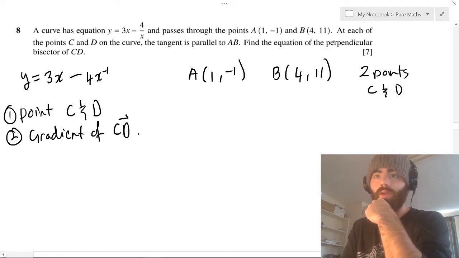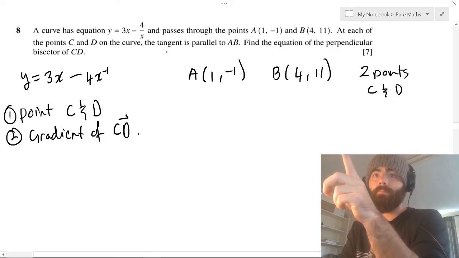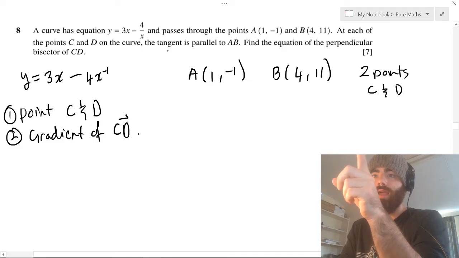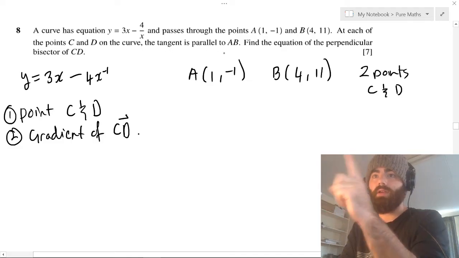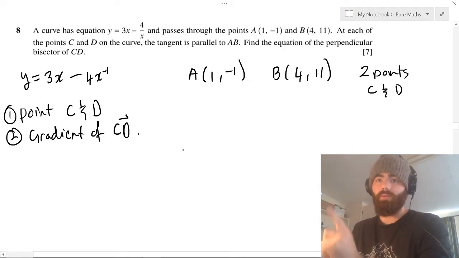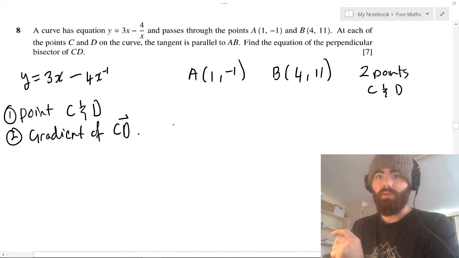How can we find, first of all, we know that these points C and D lie on the curve. The tangent, and so their gradient is parallel to AB. So first of all, let's find the gradient of AB.